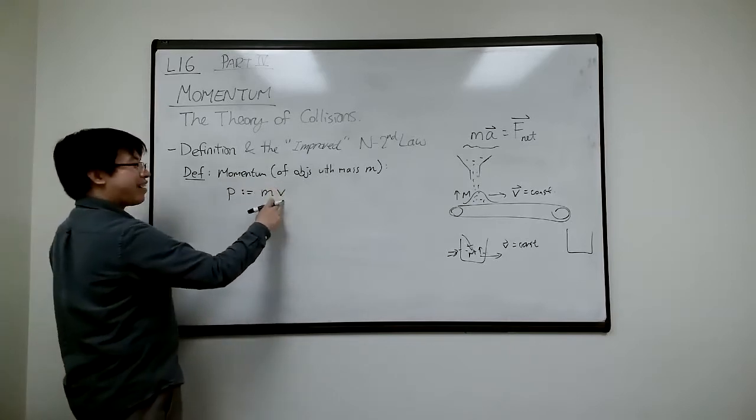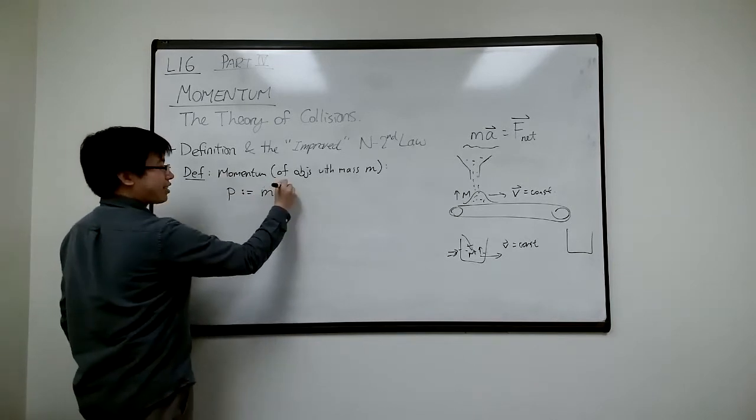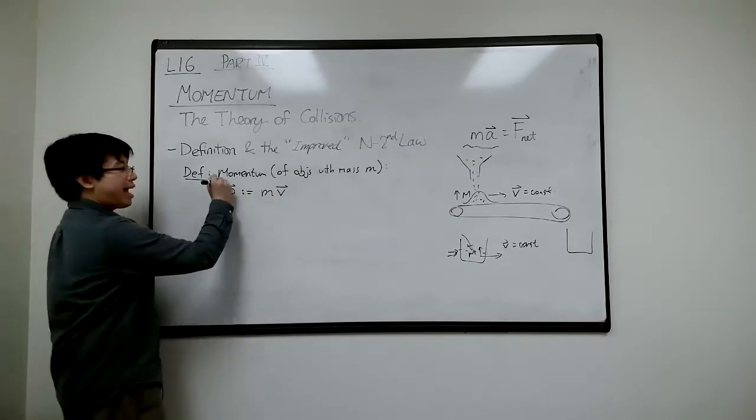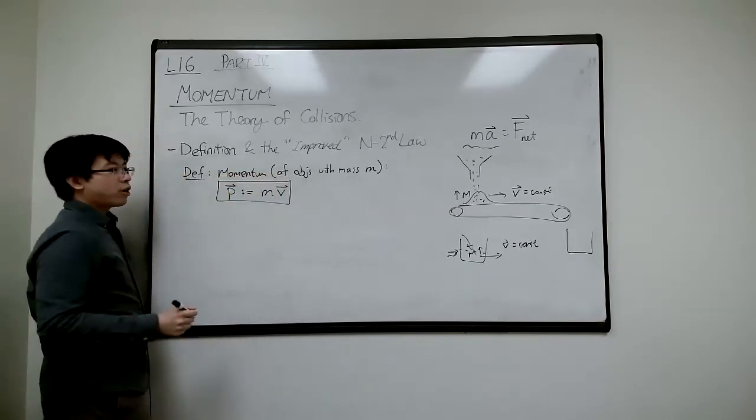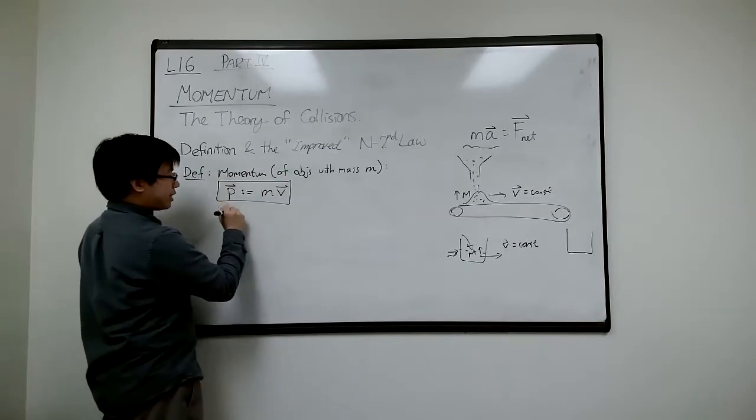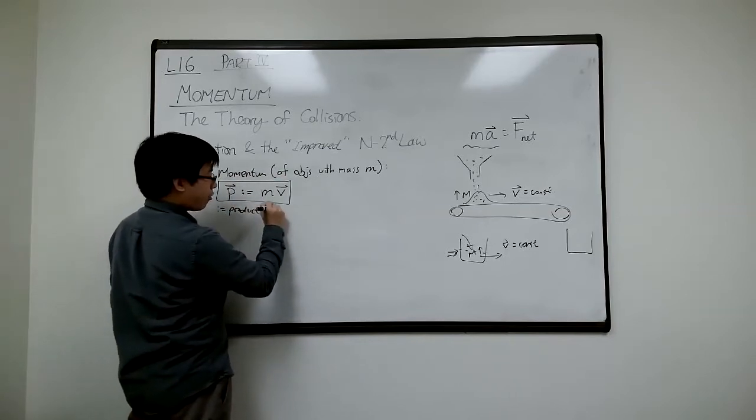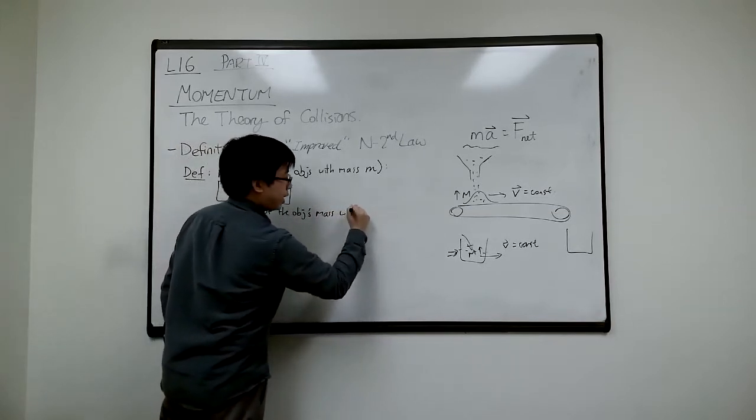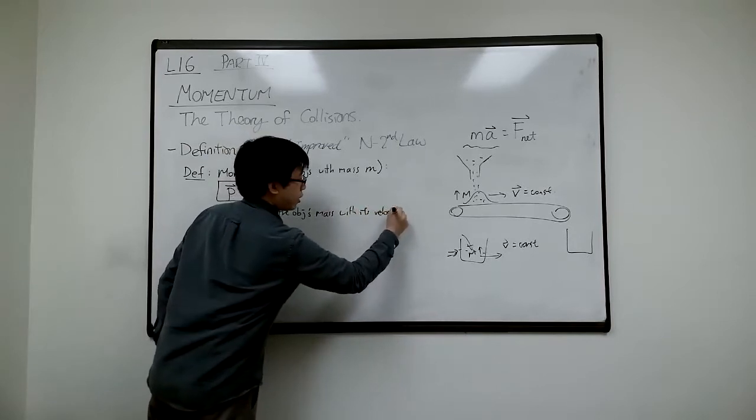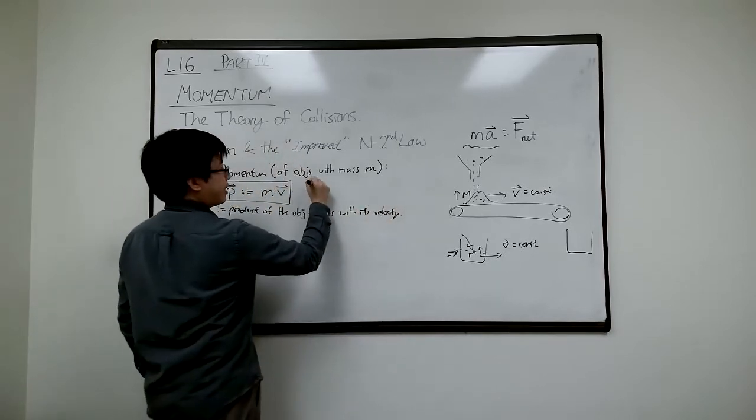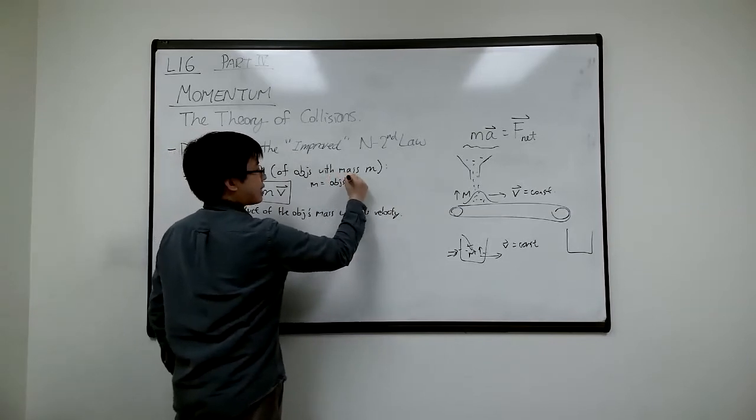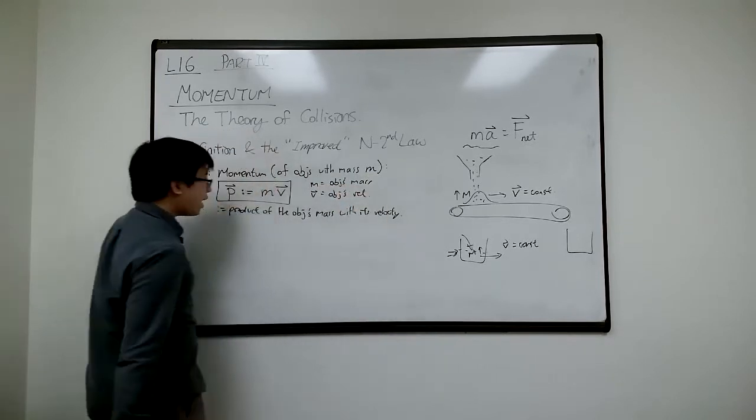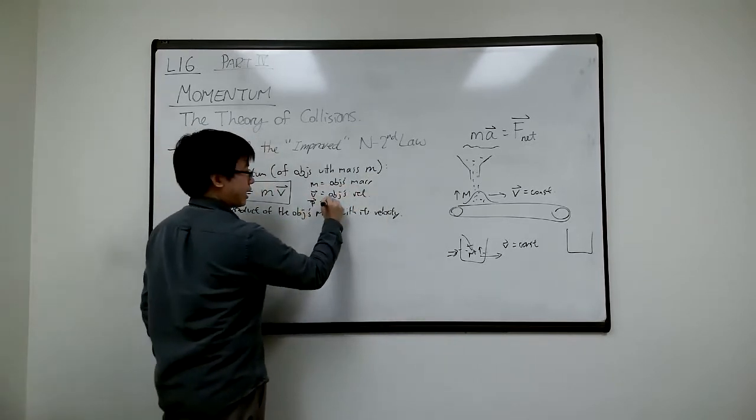Also, v is a velocity. So momentum is also a vector, and m is a scalar. So for any object with mass, if you want to write this in words, you can just say momentum is the product of the object's mass with its velocity. If you want to write it as an equation, just make sure you define m as the object's mass, v as the object's velocity, and p as the object's momentum.